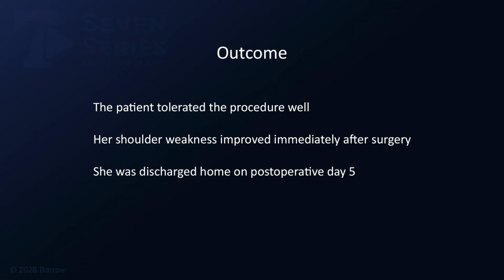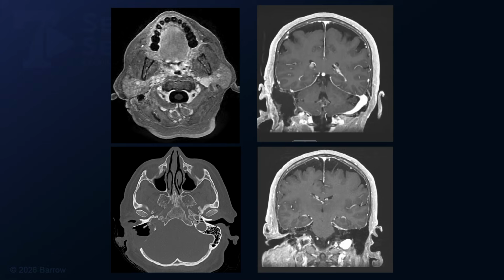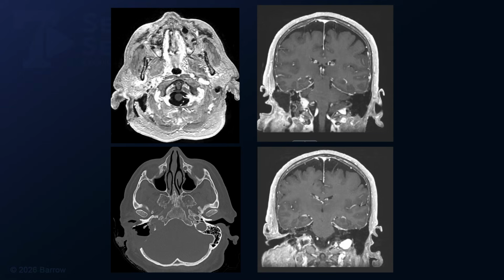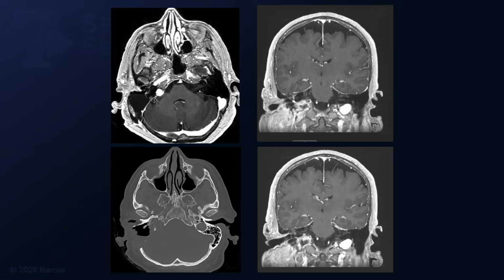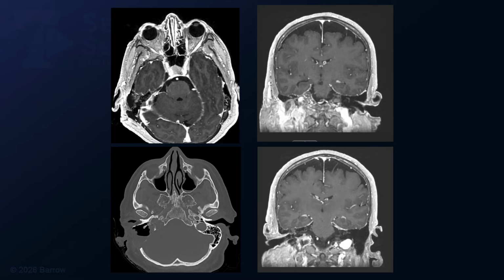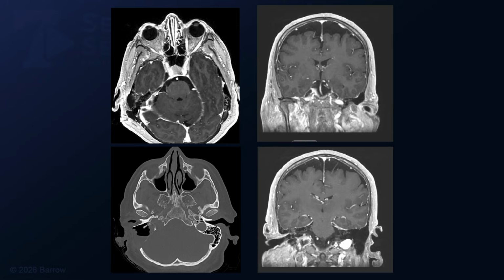The patient tolerated the procedure well. Her shoulder weakness improved immediately after surgery. She was discharged home on postoperative day 5. Here are her postoperative MR images showing a good resection of the tumor. The vast majority of tumor was successfully removed with a small remnant on its superior aspect that extended up to the region of the internal auditory canal. The bottom left image shows the bony removal that was needed to access this region.